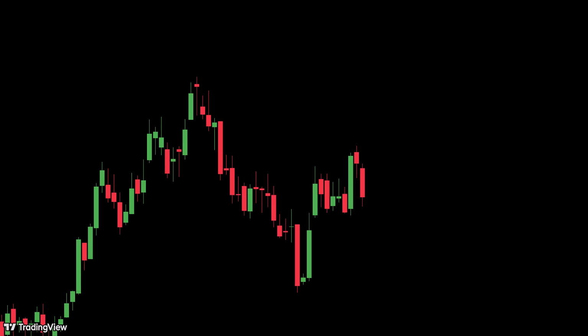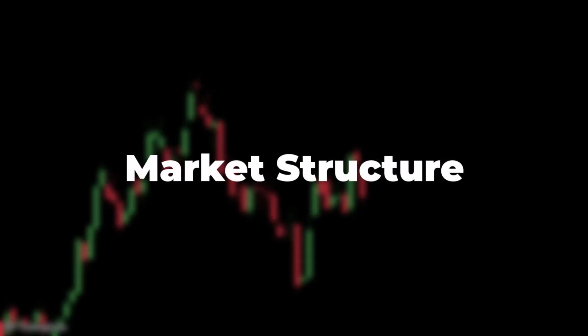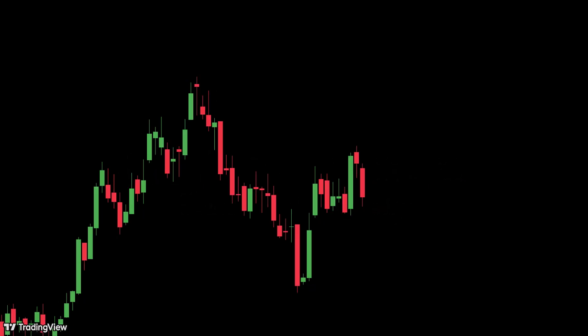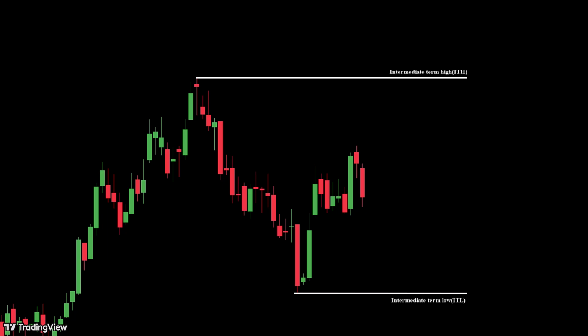Now, starting out with step 1, which is the market structure, or what I call the foundation of clarity. So every price chart has 2 key things, the highs and the lows, and some of them stand out more than the others. These are what we call the intermediate term highs and intermediate term lows.